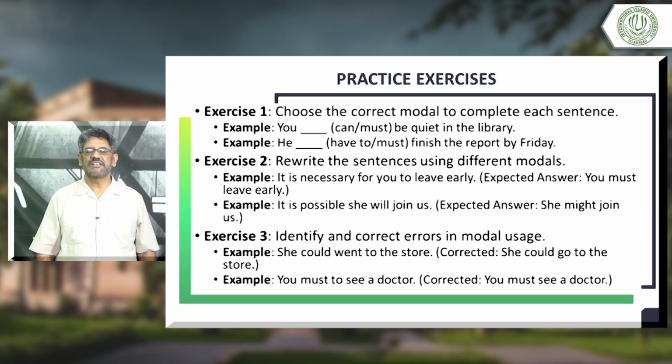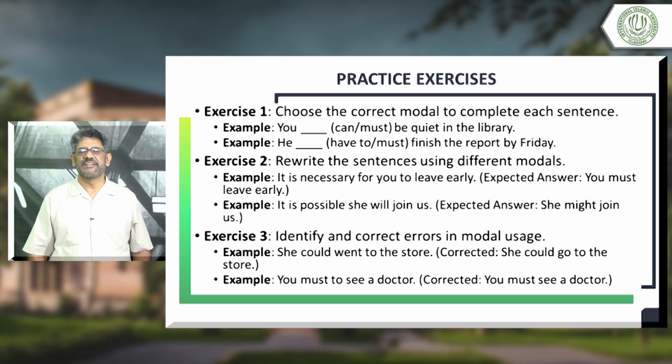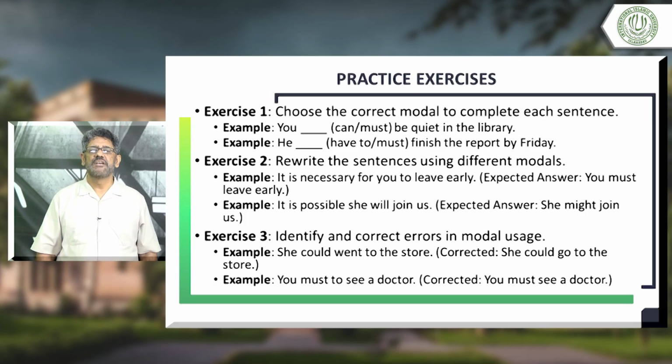Example, it is possible she will join us. She might join us. Look, might is giving us the possibility, if you remember. But if you say it is possible she will join us, long sentence, she might join us.